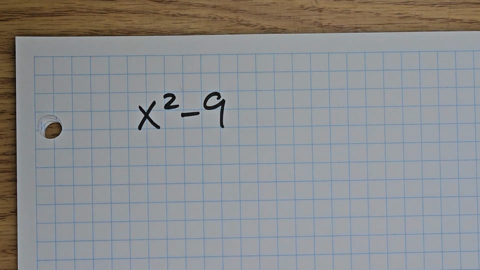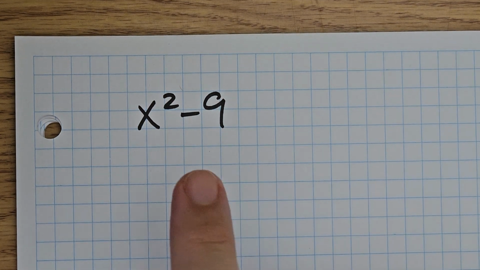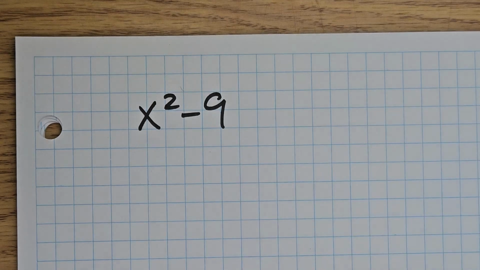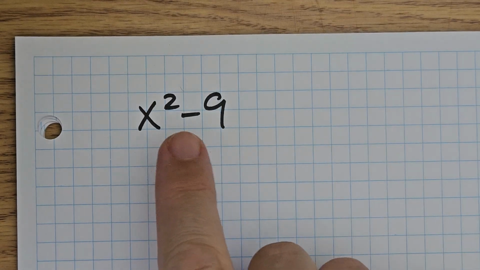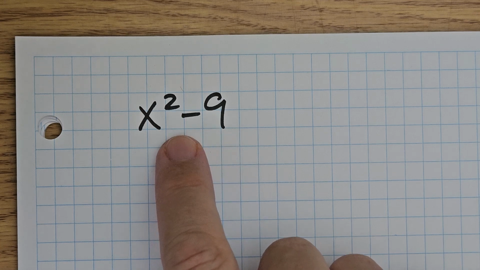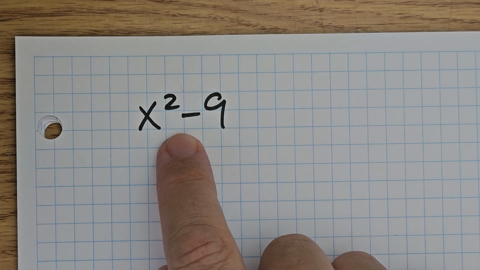Okay, so here's a problem that came across my desk. How do we factor x squared minus 9? So let's now talk about the second type of factoring. This is also very important. It's called a difference of two squares. So first we have to be able to identify that.